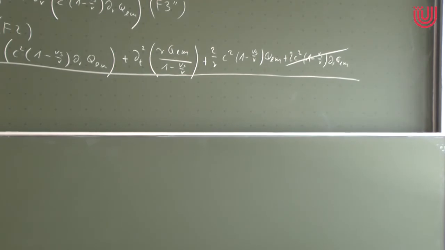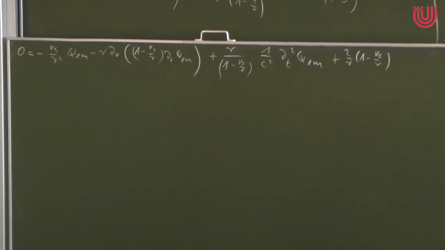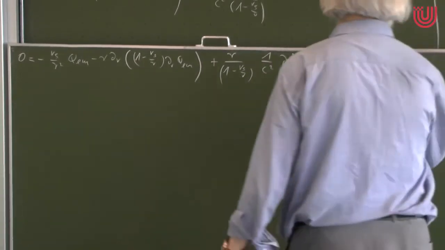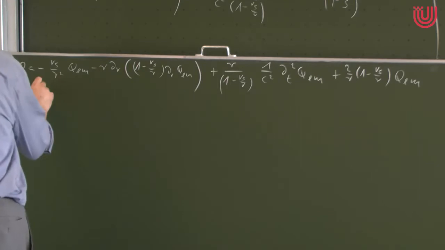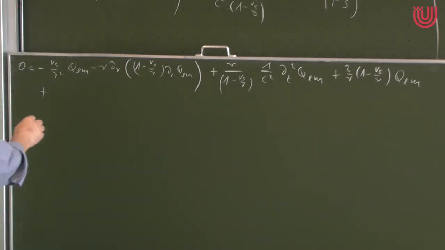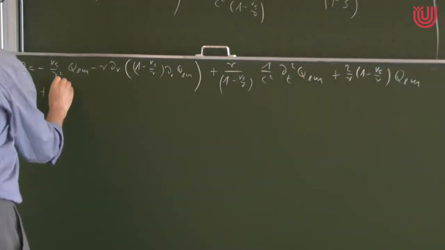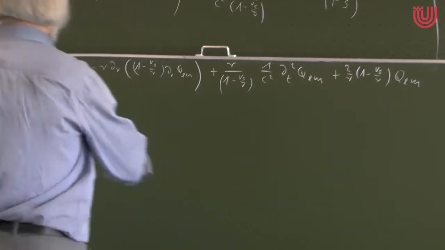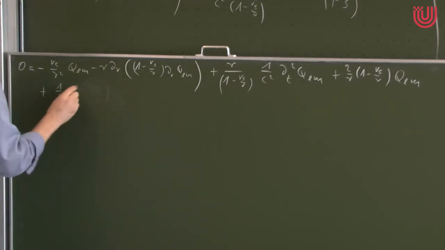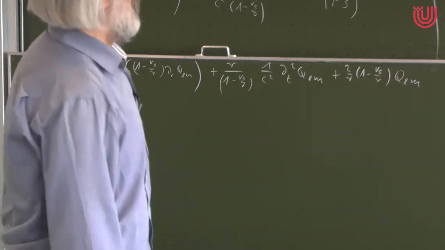Okay, this was this one. And this is the last one, plus 2 over R (1 minus RS over R) QLM. And then the last one, which I just copied, plus 1 over R squared. There's an R here, an R squared here, so I get 1 over R. 1 minus RS over, no, nonsense. Oops. L times (L plus 1) minus 2 QLM.